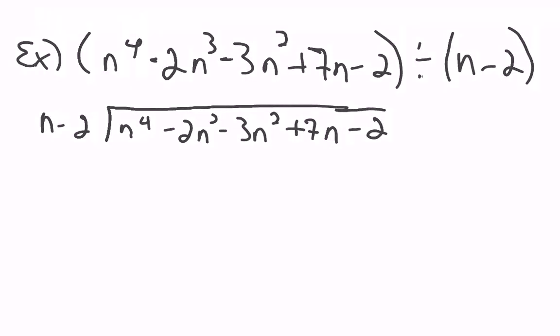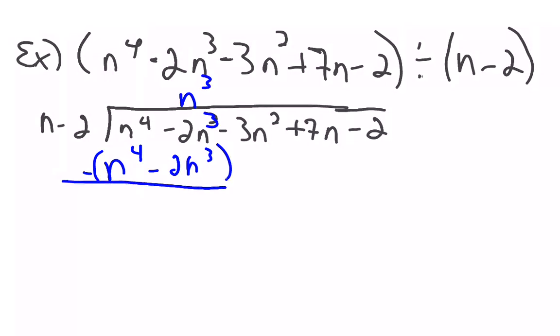Okay, so our leading term is n, and we want to see how many times it goes into n to the fourth. So n goes into n to the fourth, or what times n gives us n to the fourth, and it's n cubed. So now we multiply. n cubed times n is n to the fourth. n cubed times negative 2 is negative 2n cubed. Subtract. n to the fourth minus n to the fourth is 0. Negative 2n cubed minus a negative 2n cubed comes plus, so that's 0.